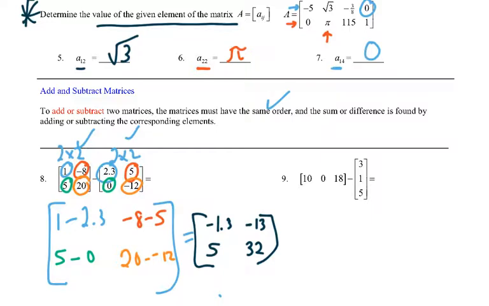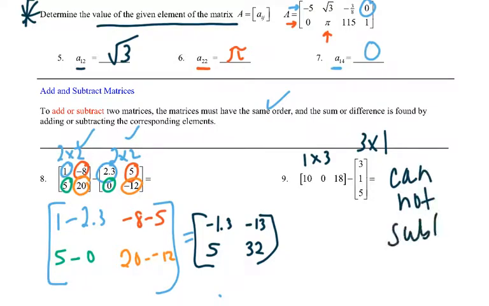Looking at example number 9, the order of this first matrix is 1 row by 3 columns. The order of the second matrix is 3 rows, 1 column. This I cannot subtract.